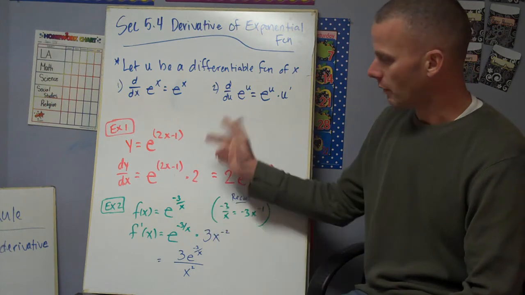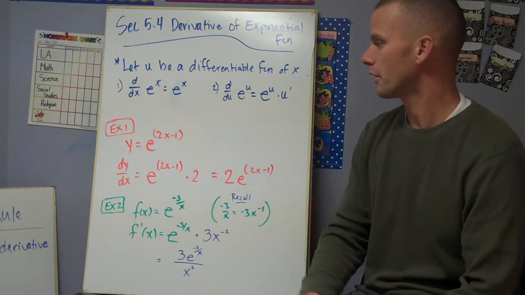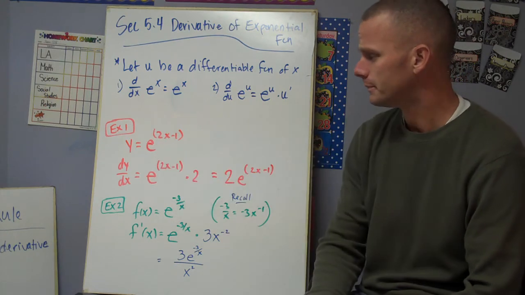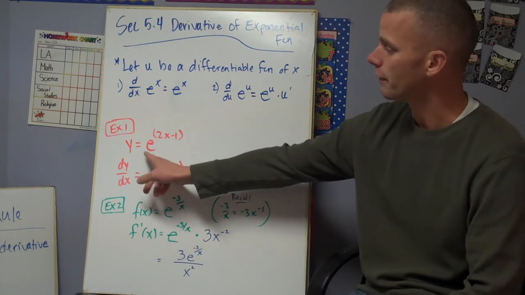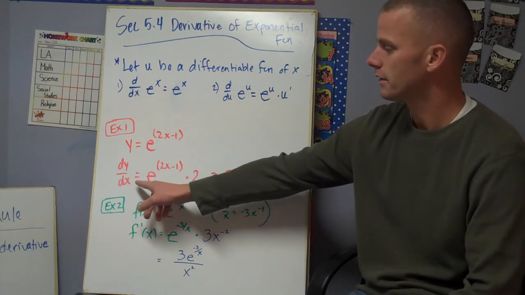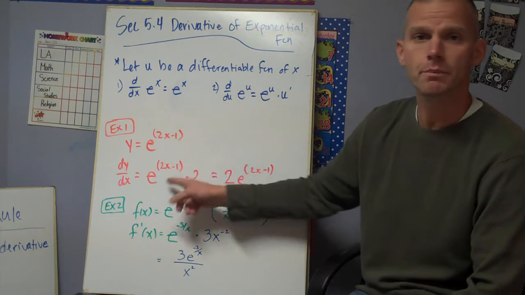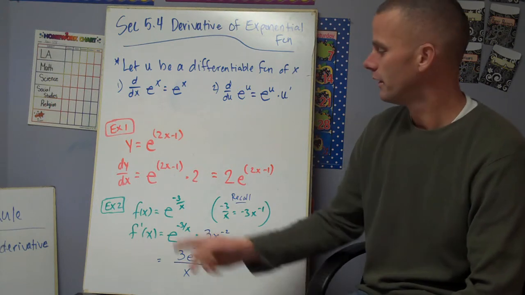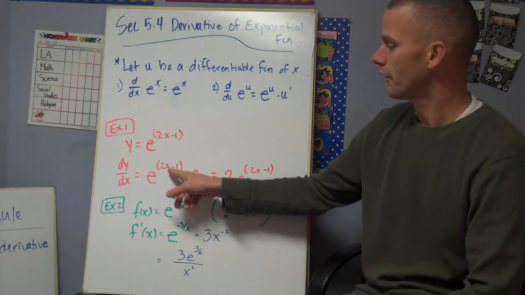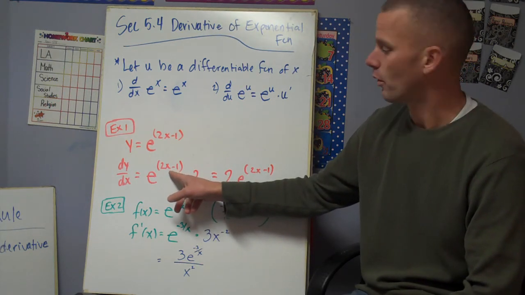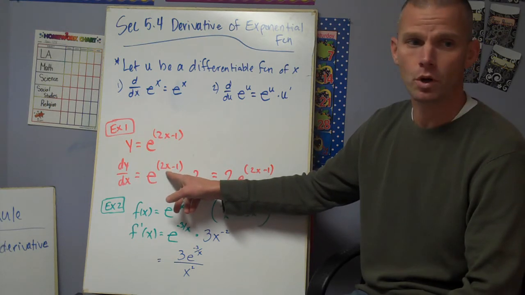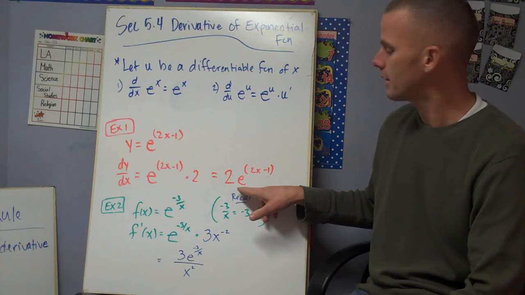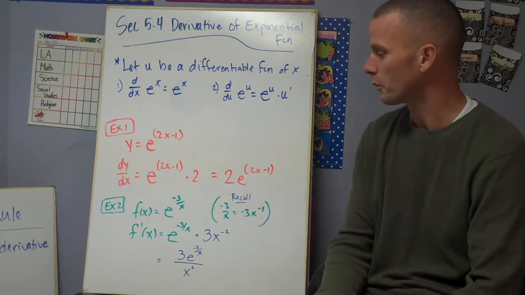So a couple of real quick basic examples here to show you. If I have y equals e to the 2x minus 1 power and I want to take the derivative of that function, so dy over dx equals, notice we keep the function the way it was originally, e to the 2x minus 1. Then we multiply onto that the derivative of that exponent. So the derivative of 2x minus 1 is just 2. So then our final answer would be 2 times e to the 2x minus 1 power.